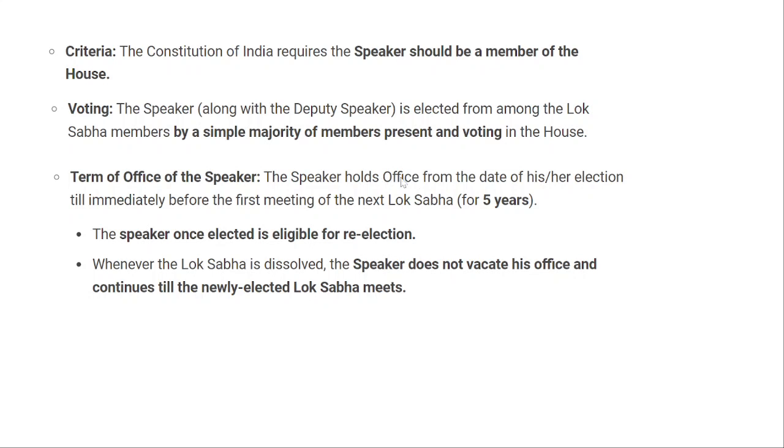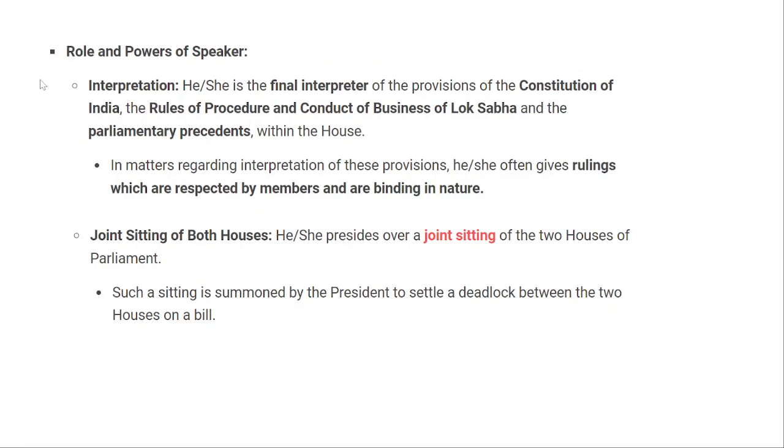The speaker holds office from the date of his or her election till immediately before the first meeting of the next Lok Sabha. That is for 5 years. The speaker, once elected, is eligible for re-election. Whenever the Lok Sabha is dissolved, the speaker does not vacate his office and continues till the newly elected Lok Sabha meets. So if the Lok Sabha is dissolved, the speaker does not vacate immediately. Once the first meeting of the next Lok Sabha takes place, then he will vacate the office. All these are important points.